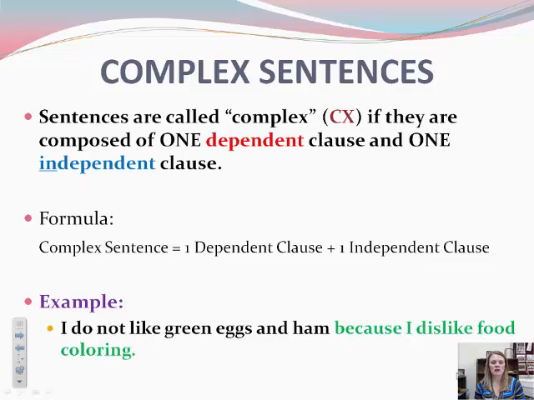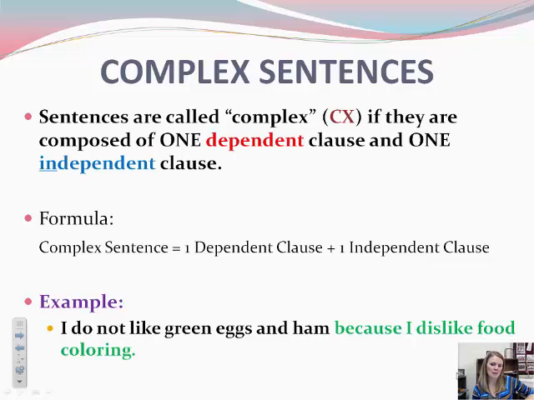Sentences are called complex, which we abbreviate CX, if they are composed of one dependent clause and one independent clause. And actually, you can have more than one dependent clause in a complex sentence, but you can only have one independent clause, okay? So I guess you could say for the formula, complex sentence equals one or more dependent clauses plus one independent clause. And there's an example at the bottom.